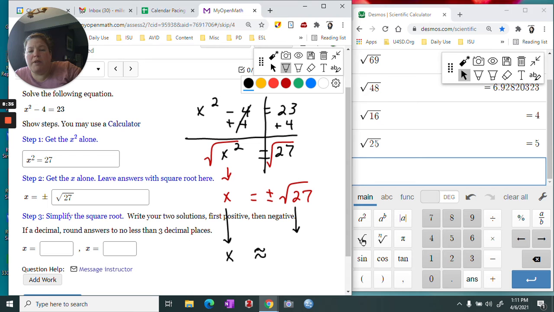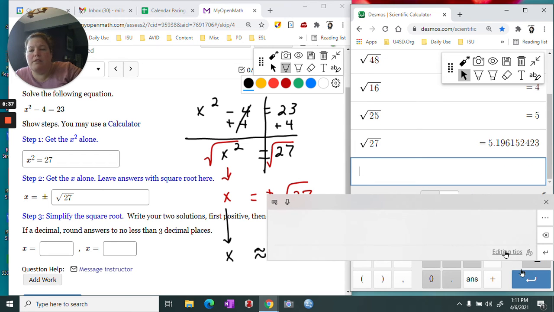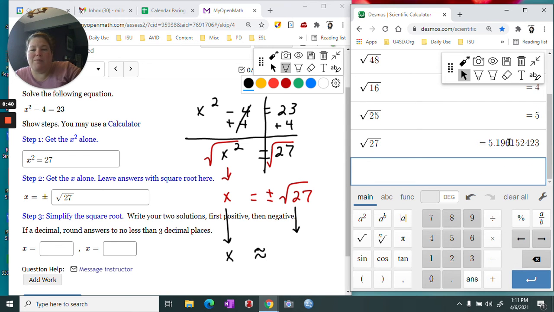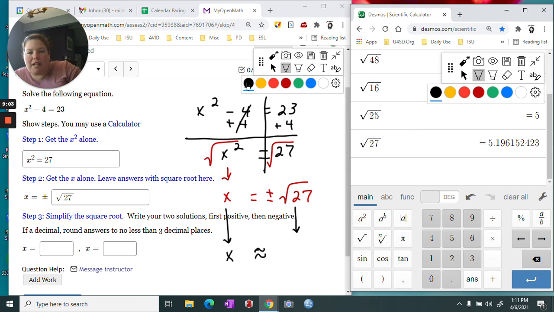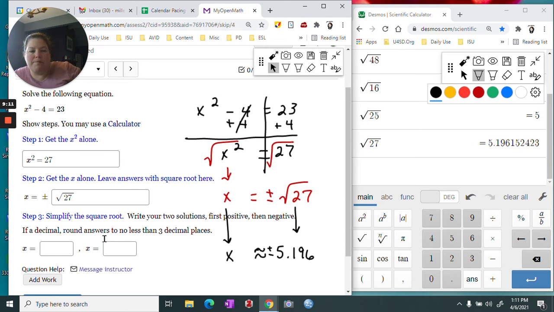So here, when I take the square root of 27, you see we get a decimal answer. So I want to look at this. Look again, round to the third decimal place. So I'm going to look at that 1, which is to the right of our third place. That 1 tells me to keep the 6 the same. So I am going to type in as my answer 5.196. And it's the positive version and the negative version. So it's approximately 5.196, both positive and negative.